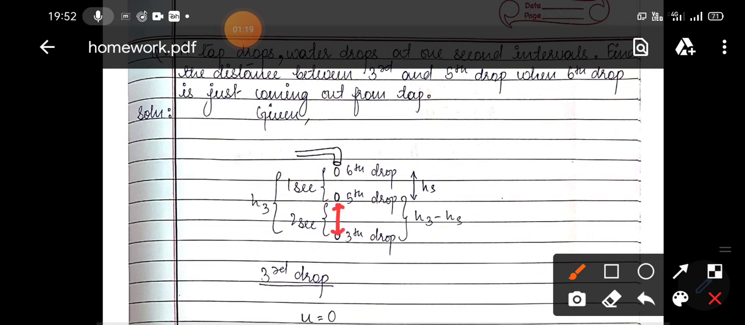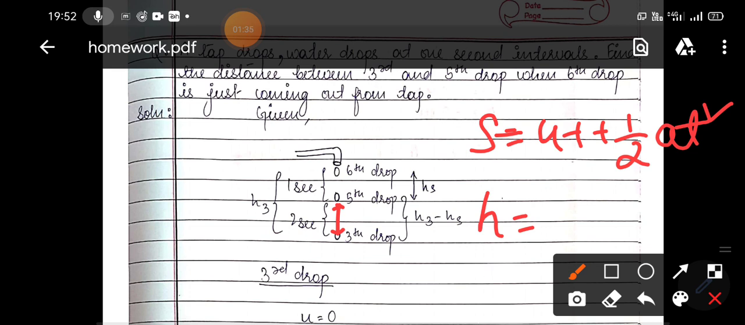We know one displacement equation, S is equal to ut plus half at square. When you are calculating with the acceleration due to gravity, this equation will change and become h is equal to ut plus half gt square. a will be replaced by g, where g is the acceleration due to gravity, and s is replaced by h, height. Why height? Because when an object is falling under gravity, it will cover some height, not distance.